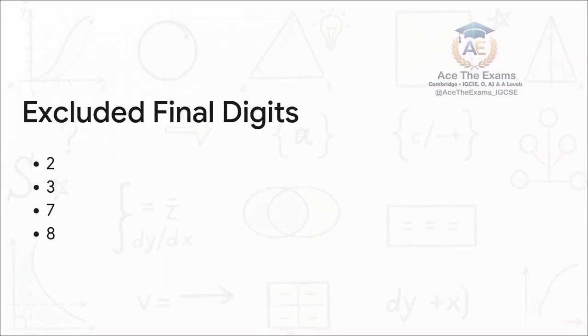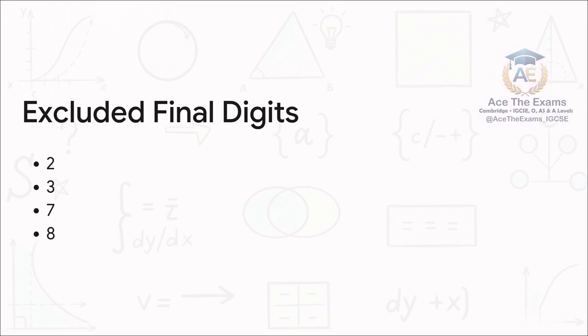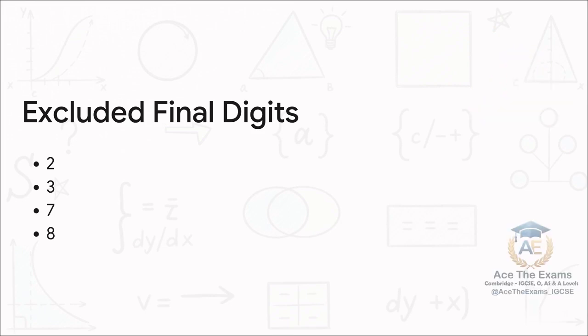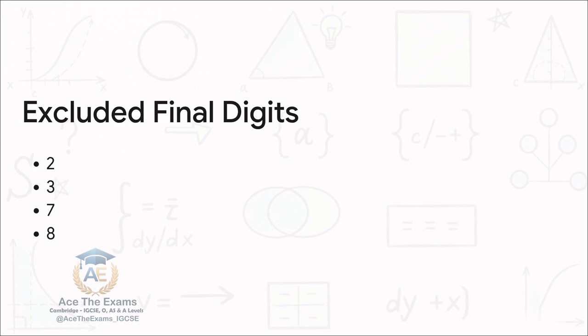The answer is that no perfect square will ever end in the digits 2, 3, 7, or 8. Think about it. 1 squared is 1, 2 squared is 4, 3 squared is 9, 4 squared is 16, which ends in 6, 5 squared is 25, ending in 5. No matter how massive the number gets, perfect squares only ever end in 0, 1, 4, 5, 6, or 9, never 2, 3, 7, or 8. This is an incredibly handy mathematical property to keep in your back pocket to quickly spot and rule out invalid numbers on a multiple choice paper.